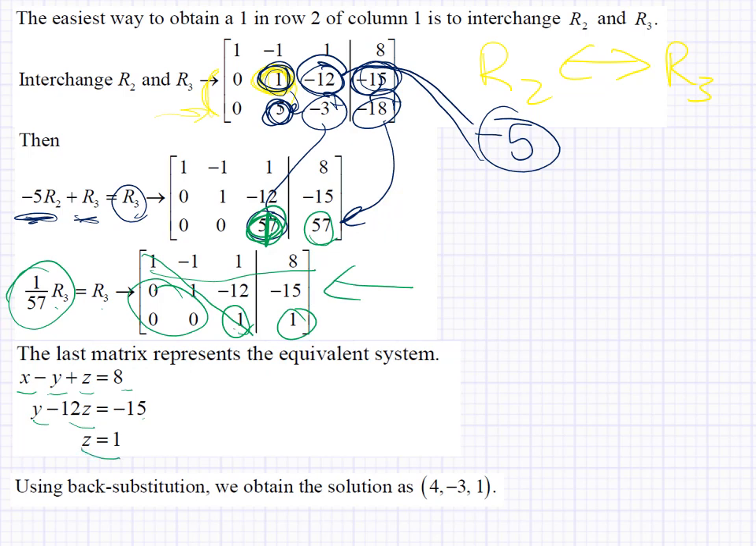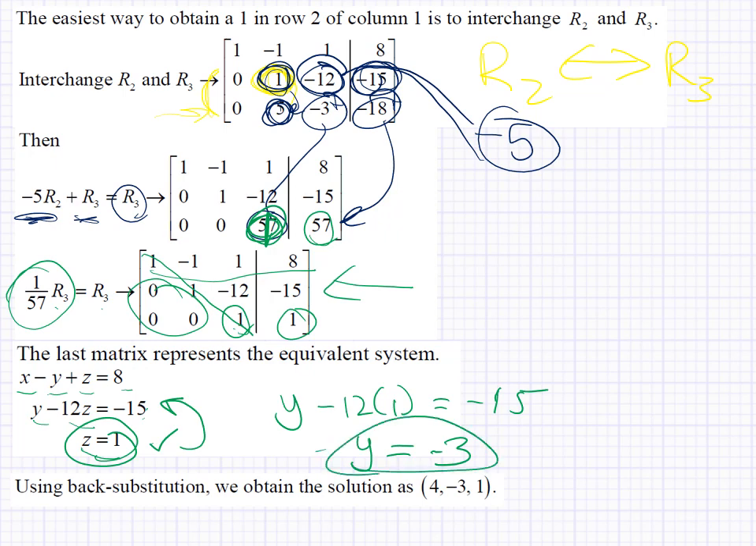Well, right there, z equals 1. That's one of your variables solved for. Take that and plug it into this equation here. Well, y minus 12 times 1 equals negative 15. Solve that for y, and you're going to get negative 3. Then take that and plug it into the next one. Well, that's going to give you x minus y, so plus 3, plus z, which we already found to be 1, equals 8. And now you solve for x and get 4.